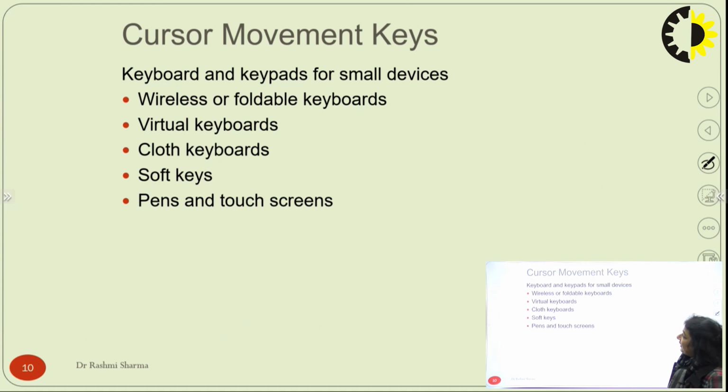So keyboards and keypads are very small devices. They can be wireless or foldable keyboards. Obviously, nowadays you have Bluetooth ones. Obviously, you have wired ones also.